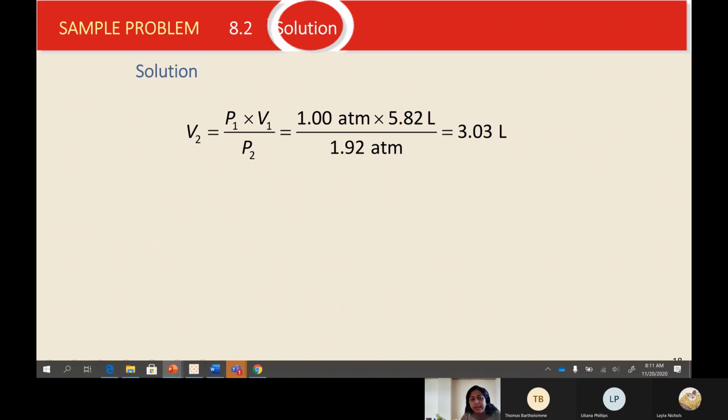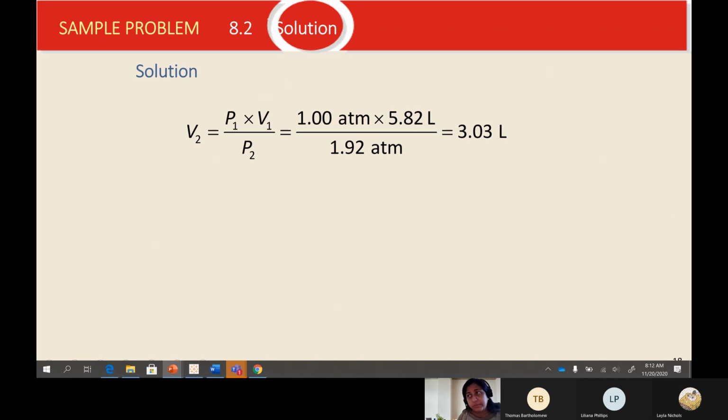Okay, we'll plug these values. P1 equals 1.00 atm multiplied by the volume 1, which is 5.82 liters, and divided by the pressure 2, which is 1.92 atm. Okay, keep this in mind.